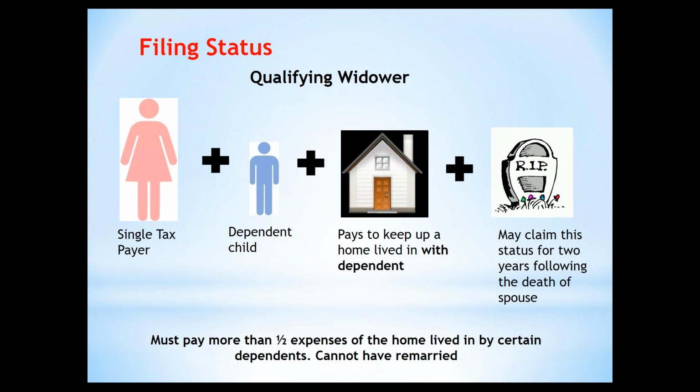But for the next 2 years, as long as the taxpayer that's now single has not remarried and still has the dependents in their home and is keeping up with the cost of living in the home, they can actually claim this qualifying widower filing status for the 2 years following the married filing joint return from the tax year that the person died.